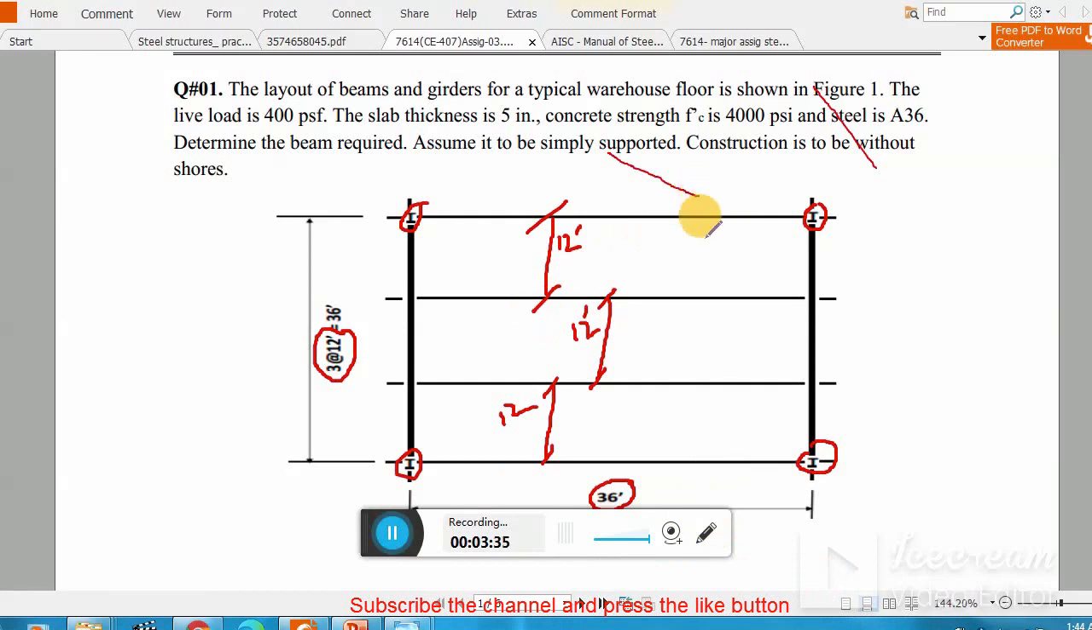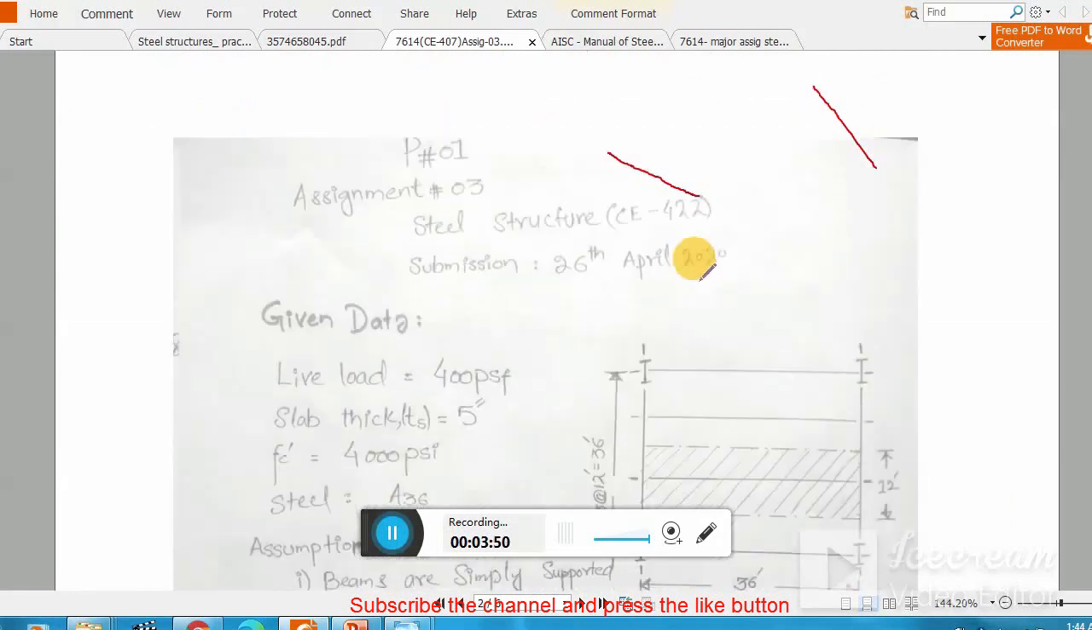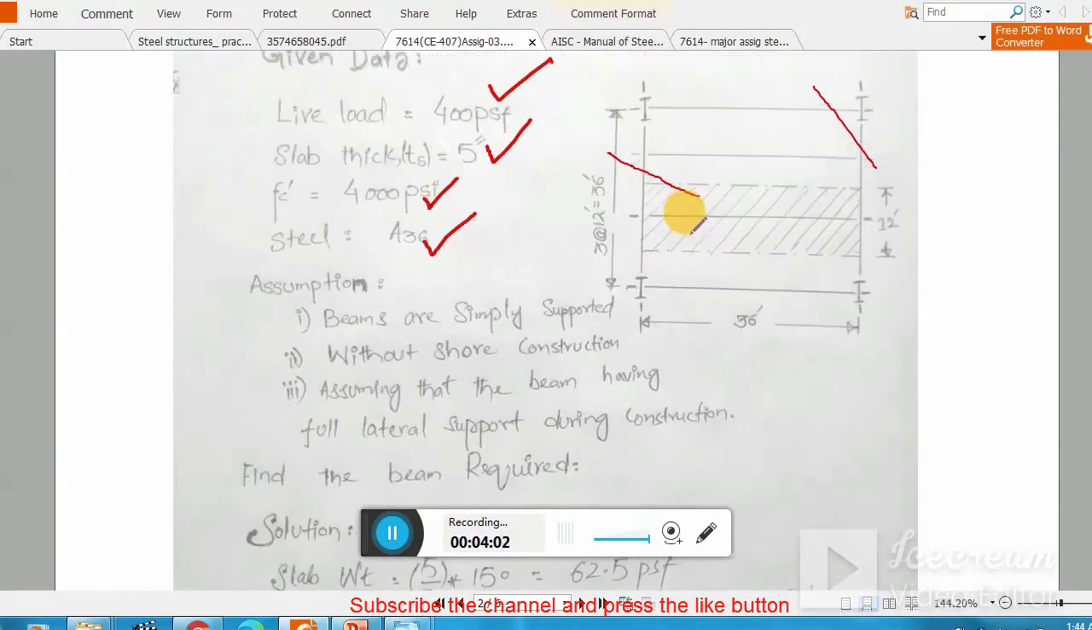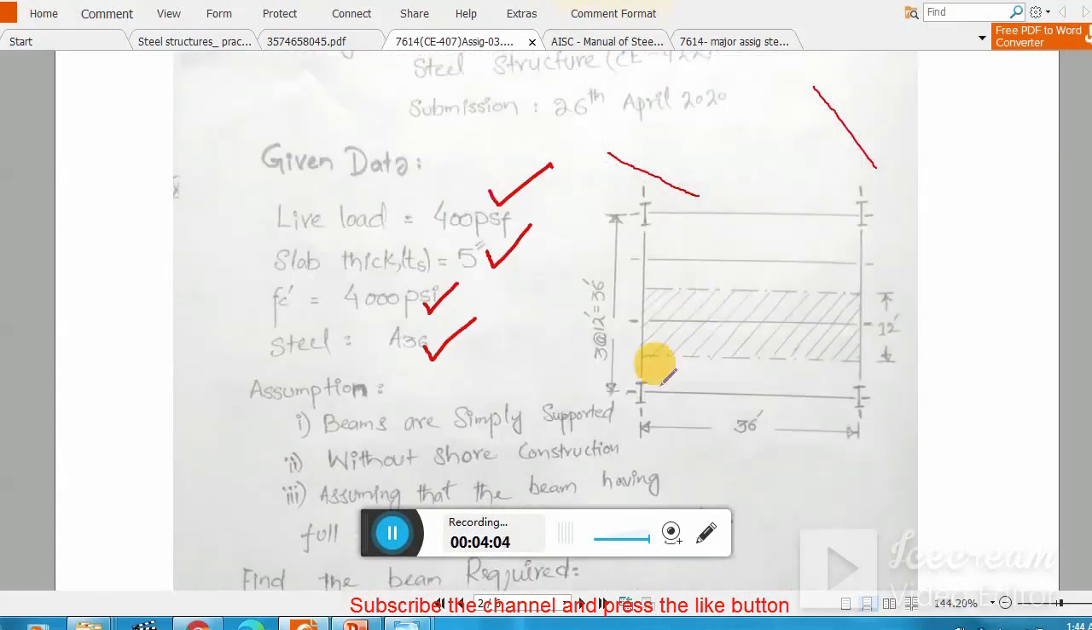If we move forward to solve this question, what we have is the slab thickness, because this is a composite section. We have the live load given, f'c strength of concrete is given, and the steel section strength is given. So this is the question, and here you see the data. What we need is to find out the tributary area for each beam.